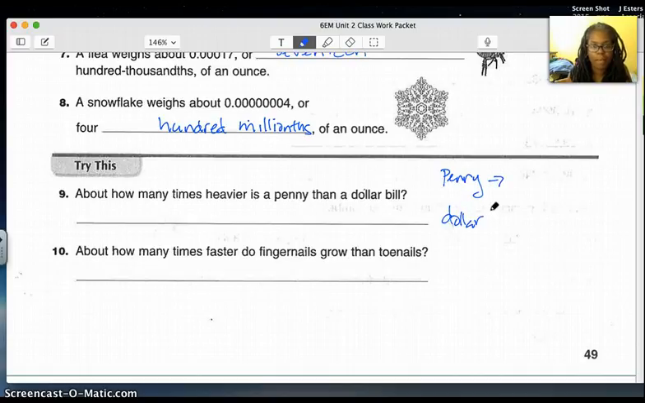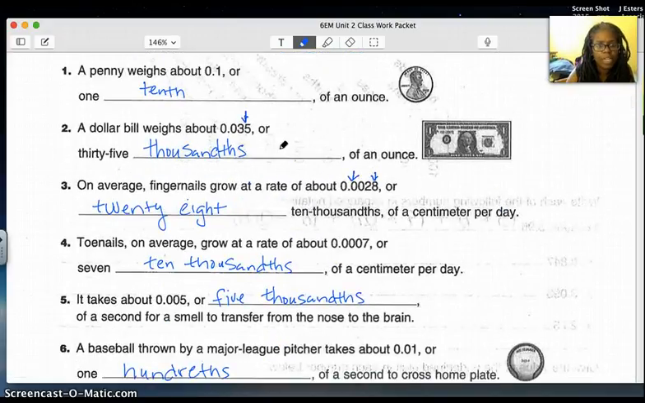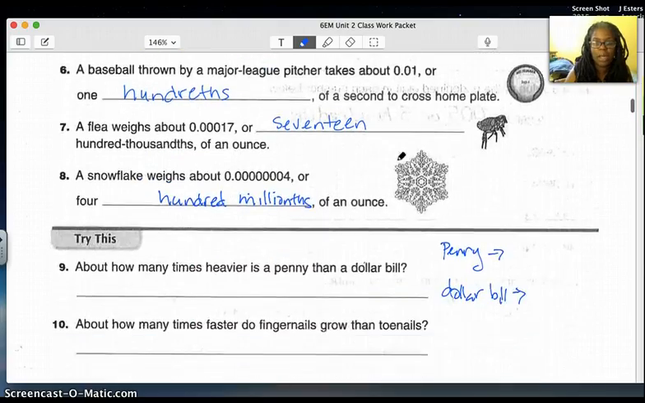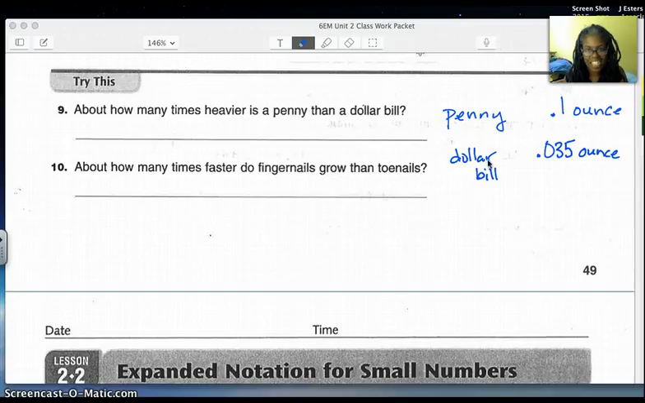And if I remember carefully, let me go back and check because I'm not sure. A dollar bill weighs 0.035 or 35 thousandths, and a penny weighs 0.1 or a tenth of an ounce. And we're talking about ounces in both cases, so we're comparing it to the same thing. So let's take a look at what we have.